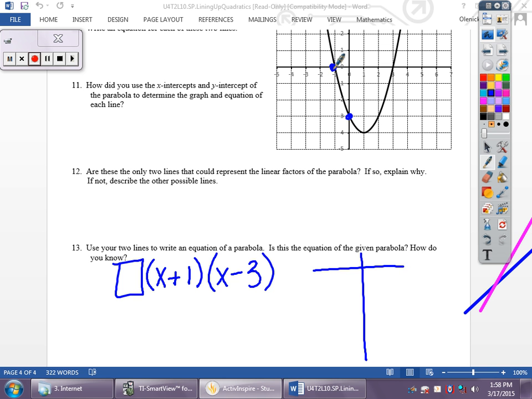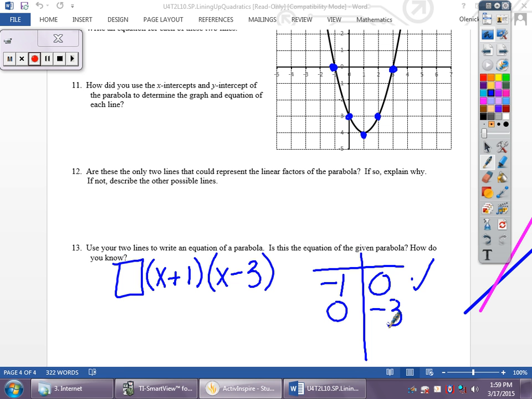So remember, I always pick good points that I can clearly see. I'm going to start off when x is -1. -1 plus 1 is 0. And then -1 minus 3 is -4. 0 times -4 is 0. Okay, so -1, 0, check. Then we have 0. If I plug in 0, 0 plus 1 is 1. 0 minus 3 is -3. 1 times -3 is -3.